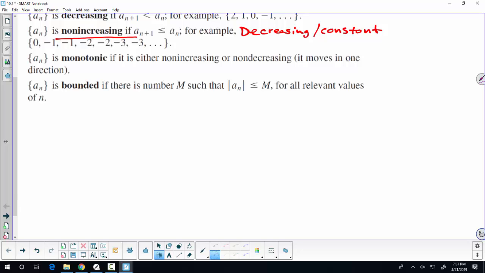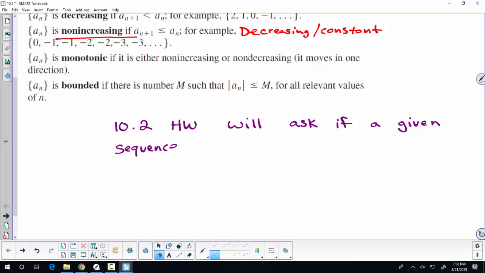In your homework, so it's in 10.2's homework, some of the questions will ask if the sequence is monotonic. Homework will ask if the given sequence is monotonic and/or bounded.